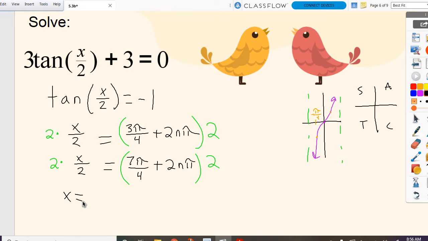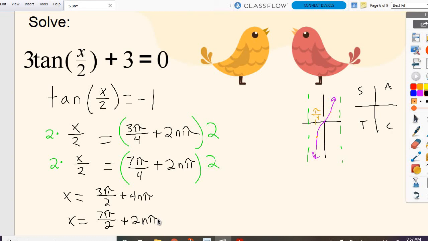So if I multiply the 2 to the 3 pi over 4, my 2 would reduce with the denominator. So we end up with 3 pi over 2. And then 2 times 2 pi gives me 4 pi. And the same is going to be true for our second answer. I'm going to get 7 pi over 2 plus 4 pi. So again, not super different or super complicated.